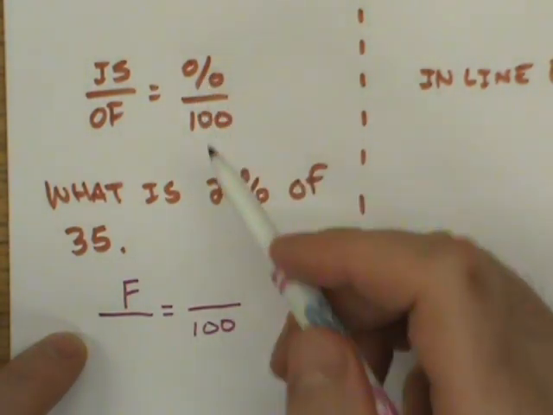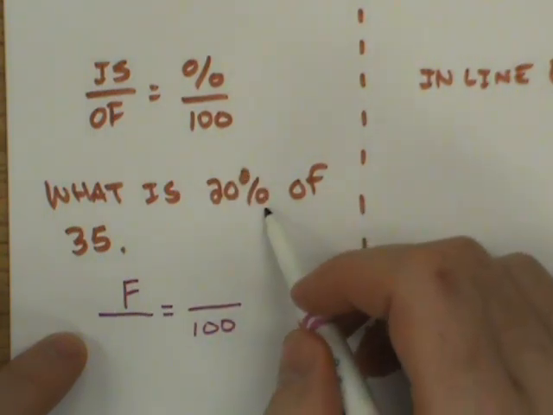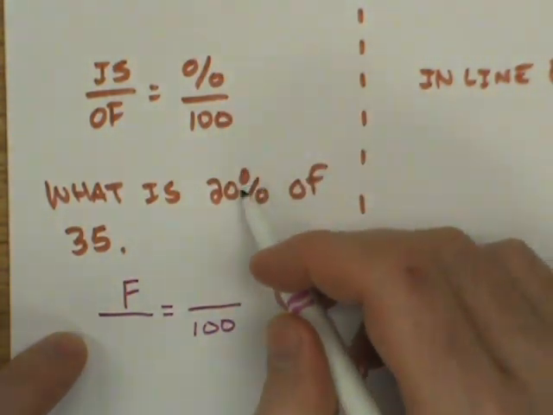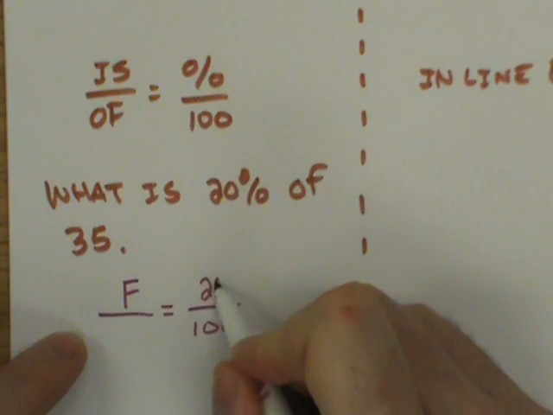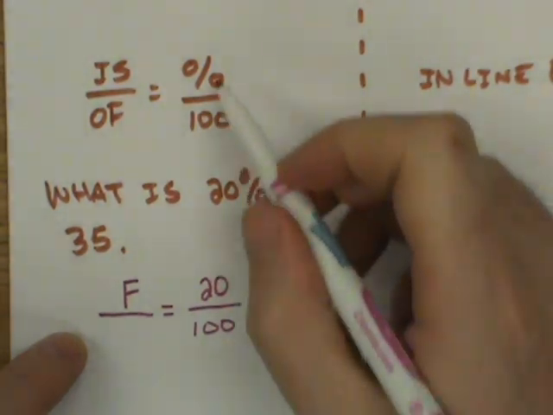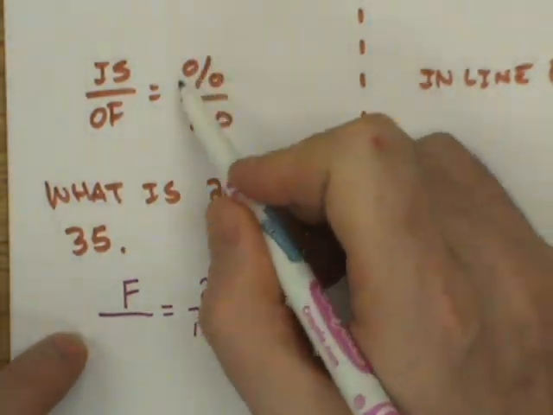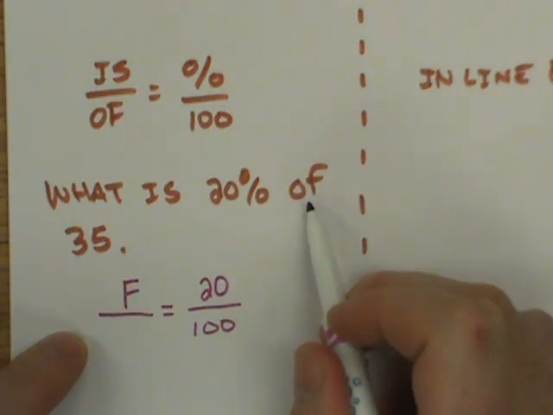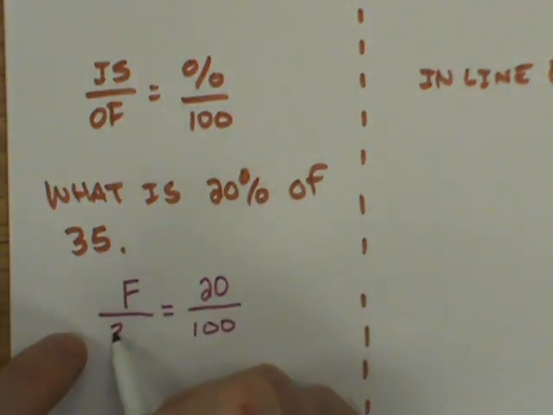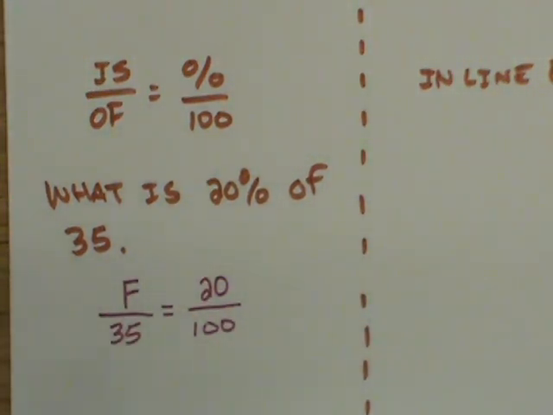20%, well, that's obvious. It's going to go right here. When you place a percent, you don't use the percent symbol. It's going to be the whole number. You just put the 20 there. So we'll lose that percent. We use the percent to know that that's where it's going to go. Of 35 means that the 35 would go on the bottom.